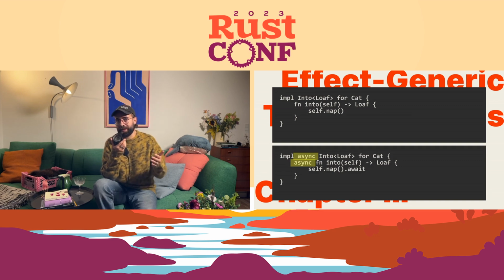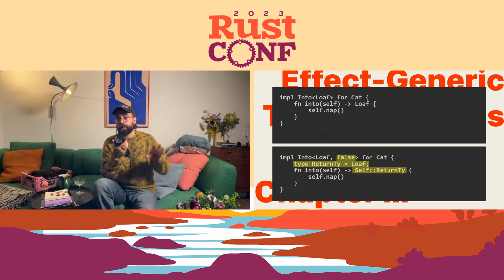This system would be entirely backwards compatible because implementing the sync version of Into would remain the same as it is today. The people who want to implement the async version would be able to just by adding a few extra async keywords to the impl. Under the hood, the implementations desugar to regular Rust code we can already write today.